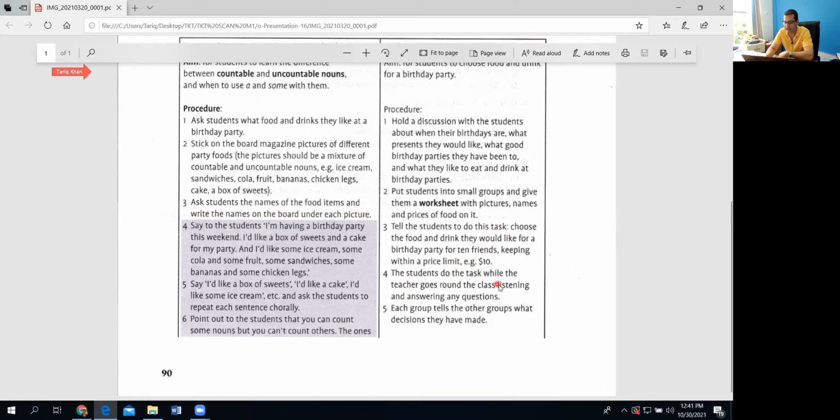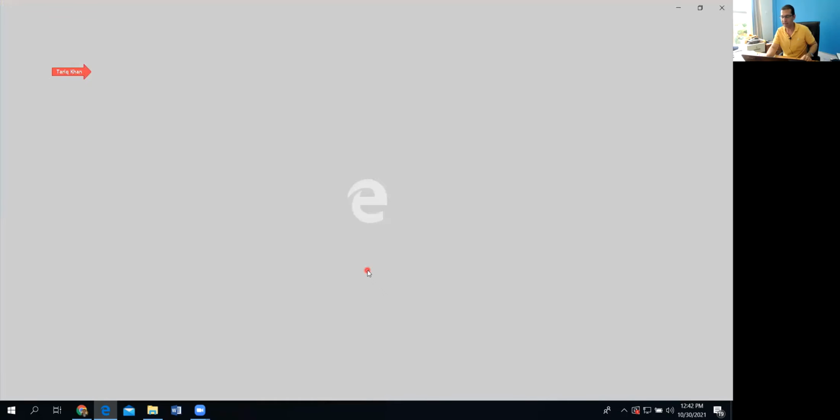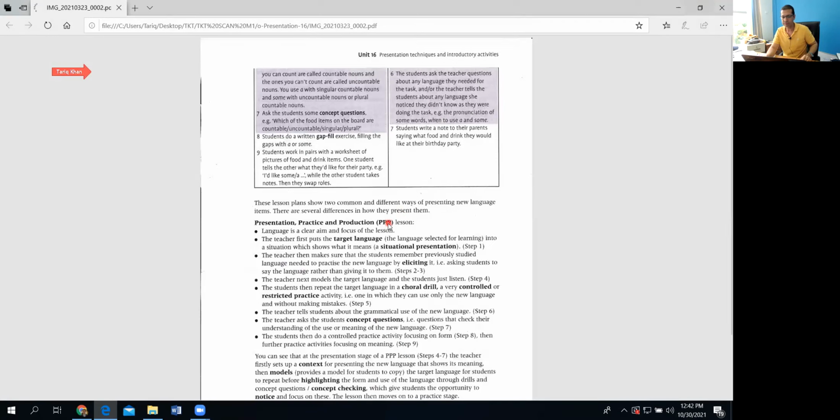The students do the task while the teacher goes around the class listening and answering any questions. So she gave that task to them, and then she is monitoring and observing them and moving around, in case they need help in the language implementation. So she helps them out. 5, each group tells the other group what decision they have made. So groups talk to each other about what they have done, comparing with each other the way they are organizing their own party.